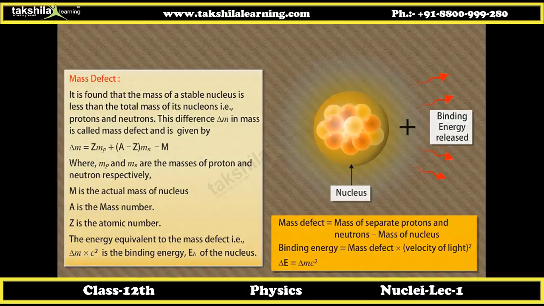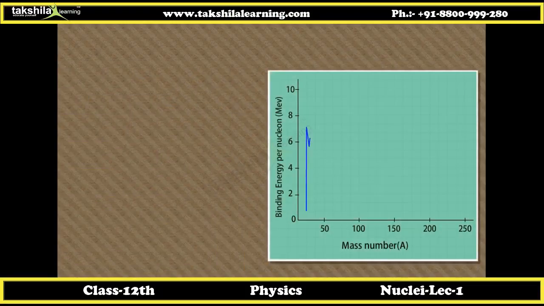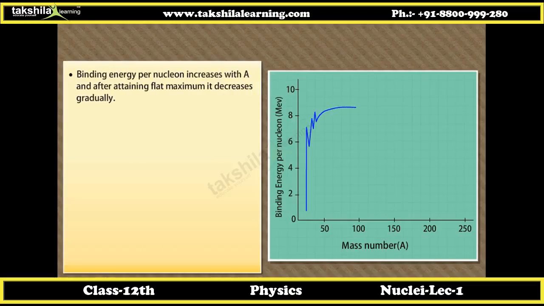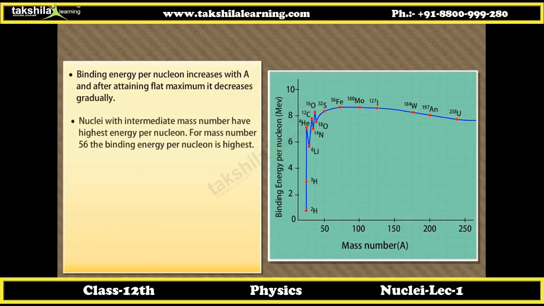From the graph, we note that binding energy per nucleon increases with A, and after attaining a flat maximum, it decreases gradually. Nuclei with intermediate mass number have the highest energy per nucleon. For mass number 56, the binding energy per nucleon is highest.